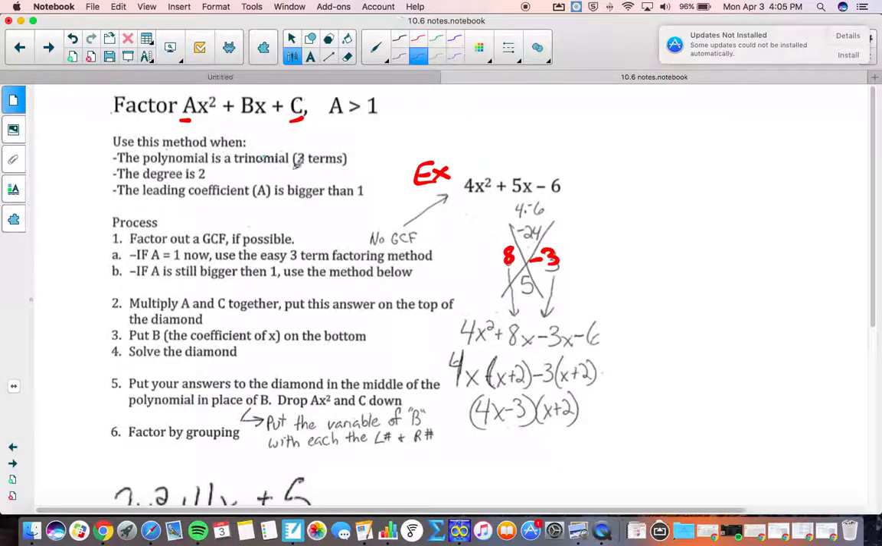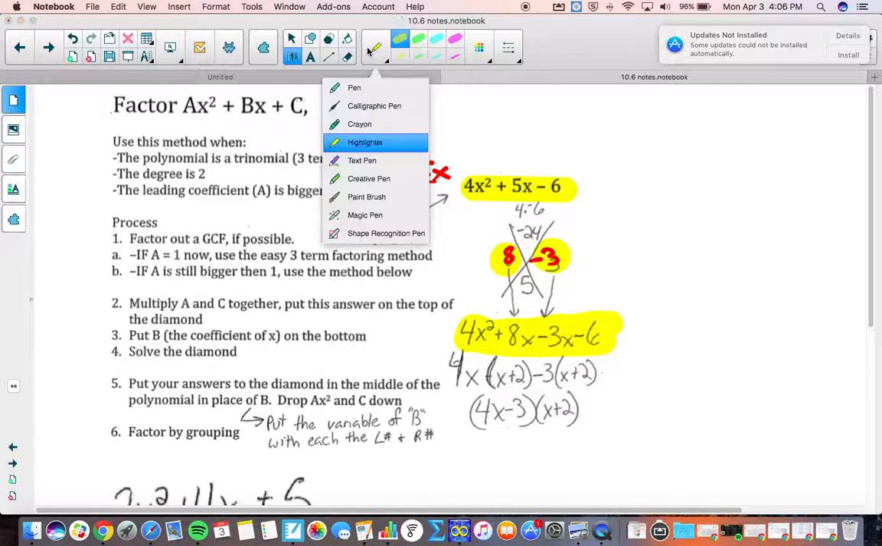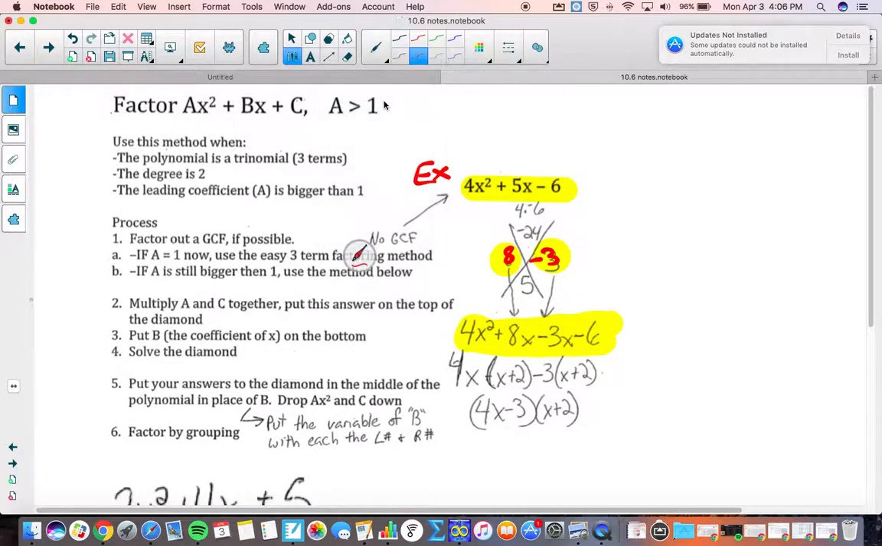b. So here was our original polynomial. We're going to rewrite that, except for in place of 5x, we're going to write 8x and negative 3x. Whatever that variable is that was with the b right here, in this case it's an x, we have to place an x with that. Just like that. That's a little bit different than last time.